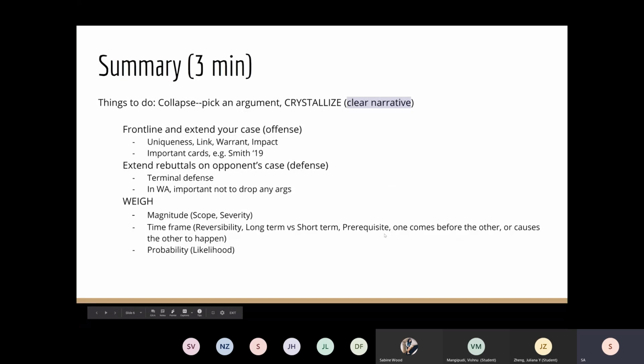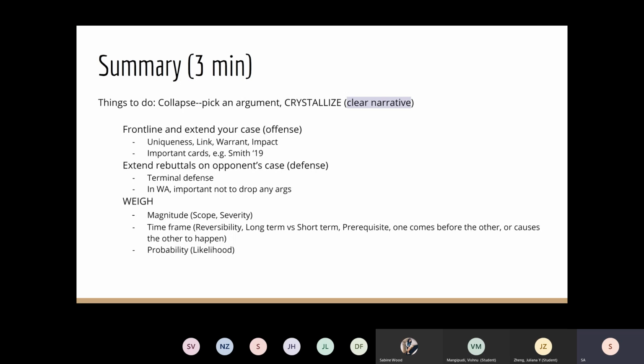So summary is now 3 minutes, and the basic thing to do is to collapse, meaning you pick an argument. Say you have 2 contentions, you pick one of your contentions to go for, and you really want to crystallize during summary. Crystallizing doesn't just mean re-explaining the entire round. It's to reconstruct the round so you have a clear narrative that makes the judge want to vote for you.